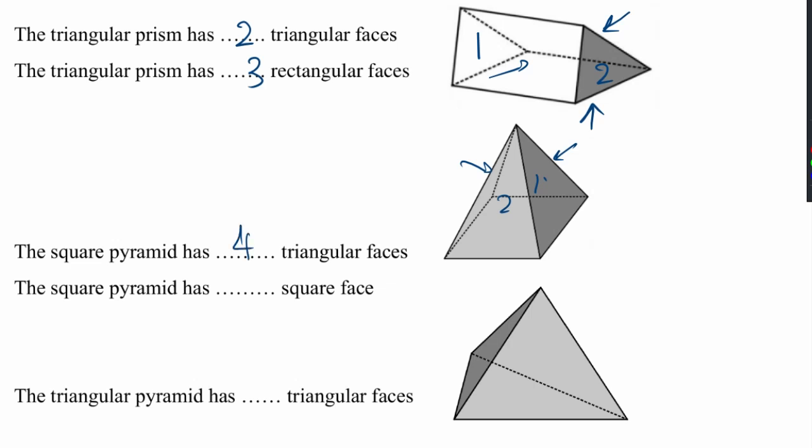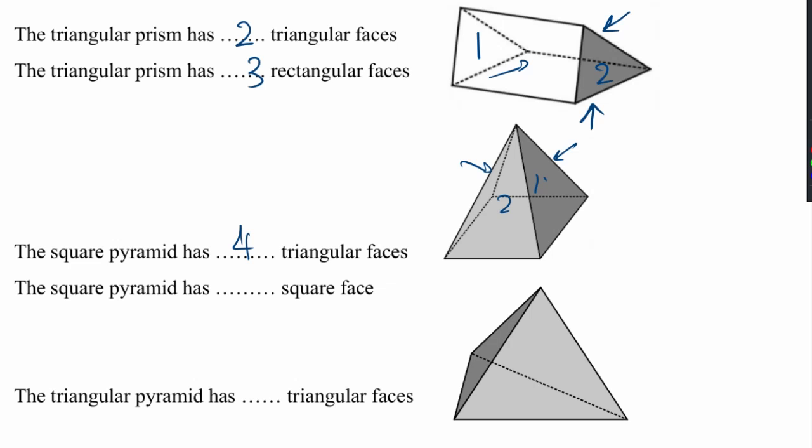Each side of the square is the base of a triangle. So it's simple because we have a rectangle, a square. So each side of the square is a base of a triangle. So we have 4 sides. So we have 4 bases of a triangle. So we have 4 triangles.